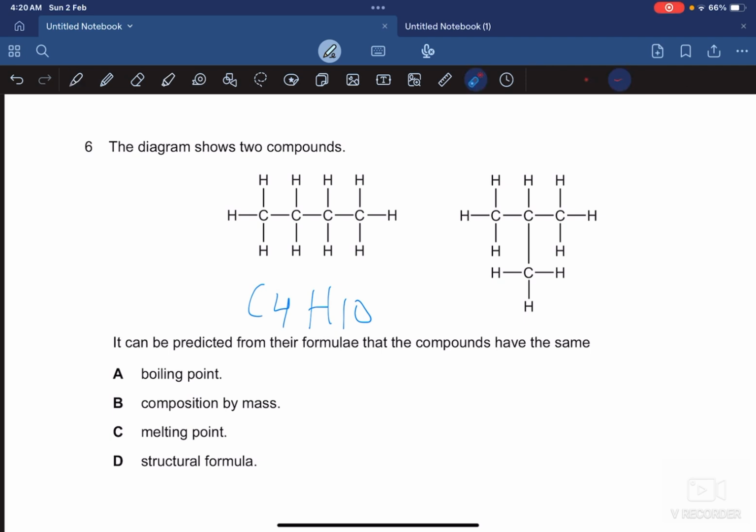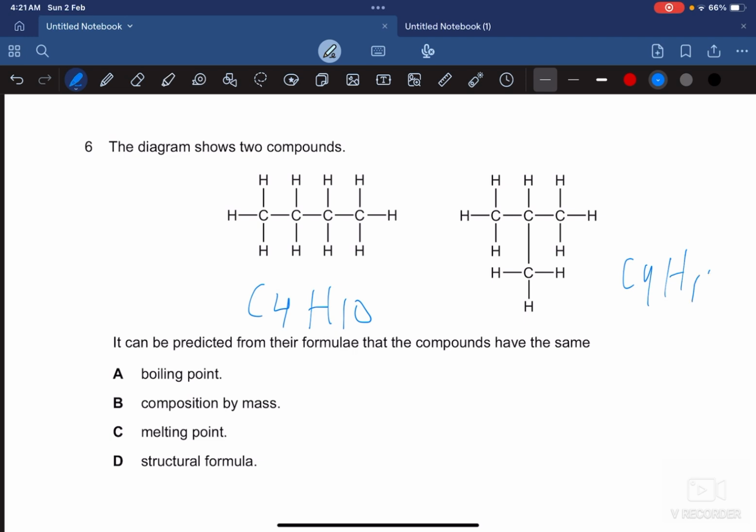Now let's move on to the second compound. It has 1, 2, 3, 4 carbon atoms, which makes it C4, and 1, 2, 3, 4, 5, 6, 7, 8, 9, and 10 hydrogen atoms, which makes it C4H10.